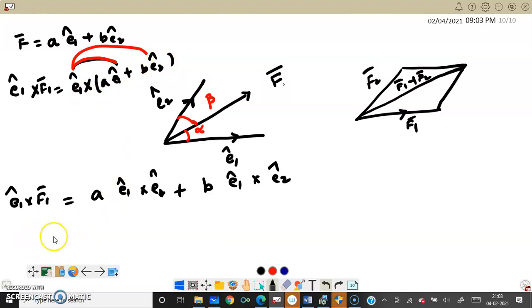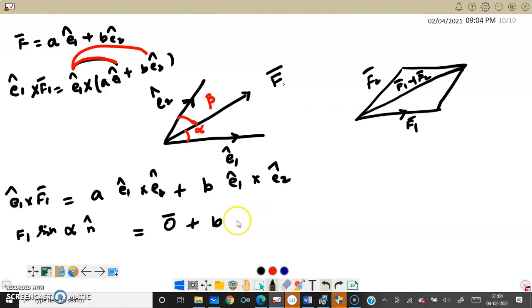What we will get here is nothing but E1 cross F. What is E1 and F? The angle between E1 and F is alpha. Okay, cross product, so it will be the modulus of E1, which is 1, modulus of F vector is F, and the sine of the angle between them is sine alpha, into n cap. That is equal to E1 cross E1, which is 0 vector, plus B, E1 cross E2.